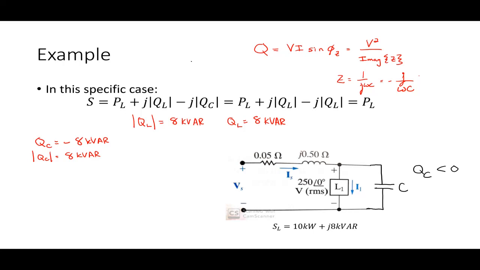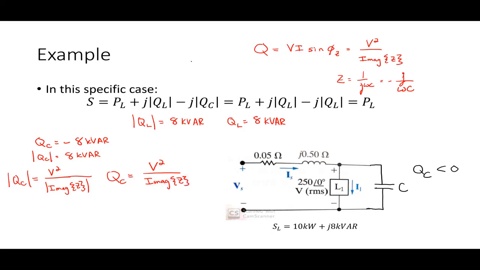So I can write this two ways. I could say the magnitude of Q_C is equal to V squared divided by the magnitude of the imaginary part of the impedance. Or I can say Q_C is equal to V squared over the imaginary part of the impedance, which is what I wrote up top.